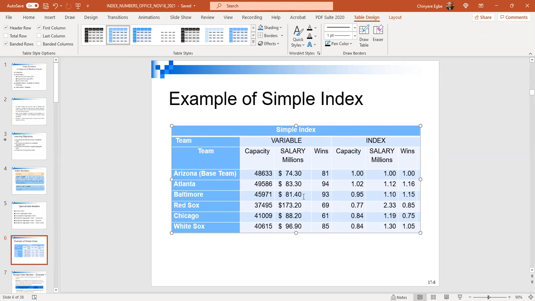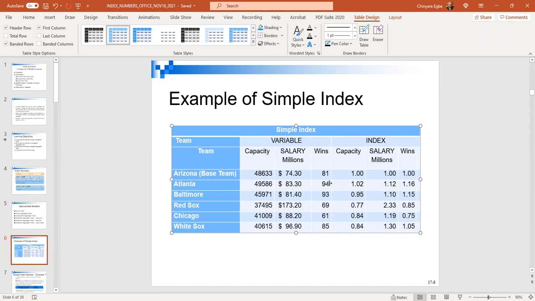And then you take Baltimore, the capacity of Baltimore is 45.9 divided by 48.6, and so Baltimore is 95% of Arizona. Okay, and the first time I was saying was actually to take 49 and divide it by 48. No, I was looking at wins.